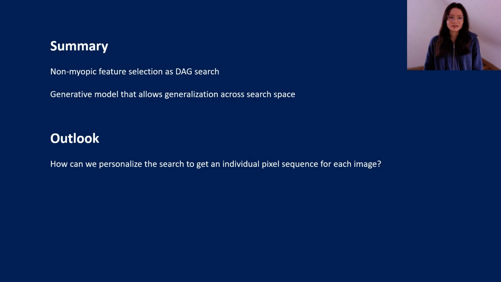At the moment, it returns the same set of features for all instances, but in practice, this can be quite a restriction, which is why we're currently exploring how to modify the approach to deal with individual feature sequences for different instances. Thank you.